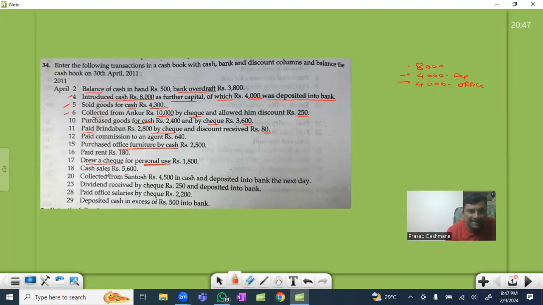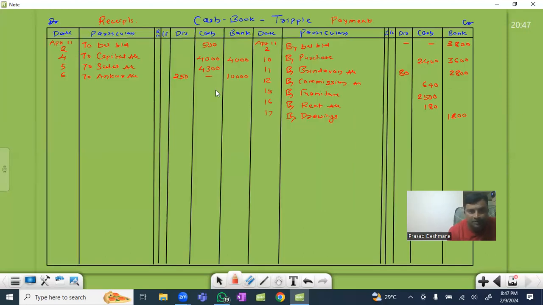Next. Cash sales. So we are selling goods on a cash basis, 5,600. So cash sales means cash column. What was the date? 18, no?